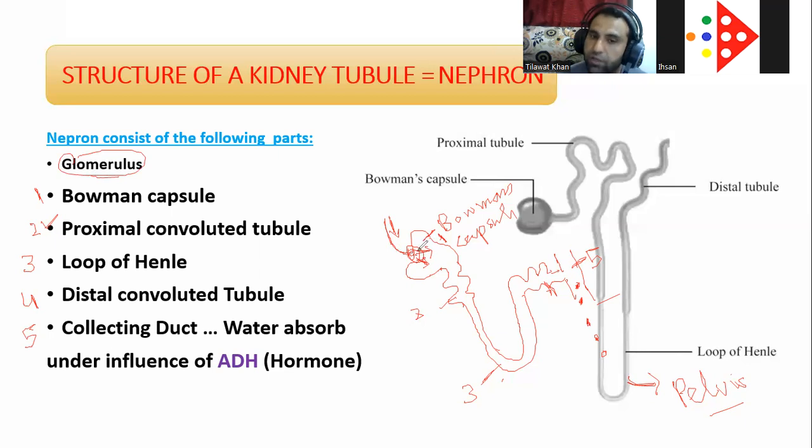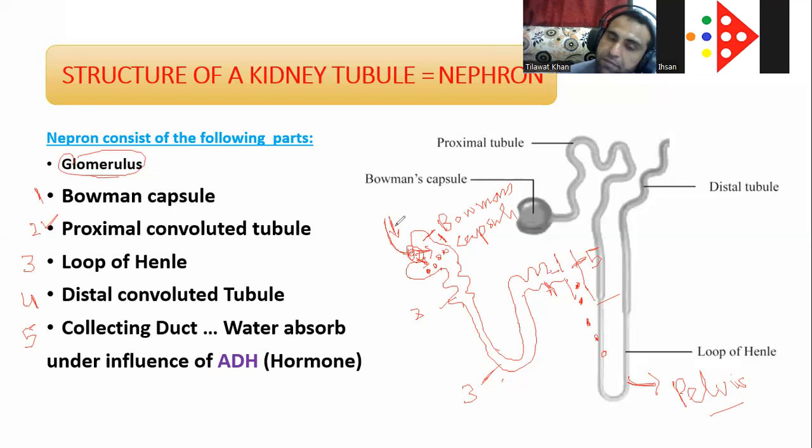So the small molecules will squeeze out from that bunch of capillaries to this Bowman capsule. Small molecules here can also contain beneficial things, which later on go back to your body, like glucose. You got it? So the blood filtration happens under high pressure from glomerulus to Bowman capsule. The process is called ultrafiltration.